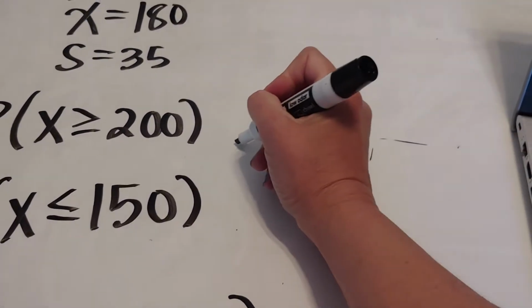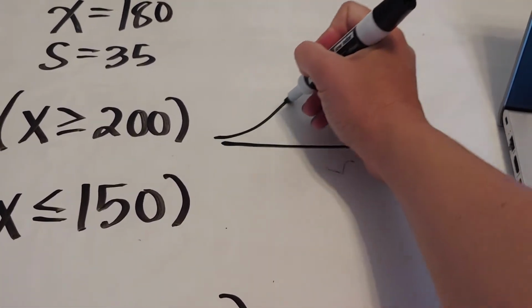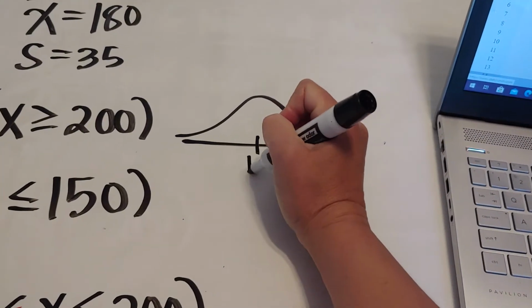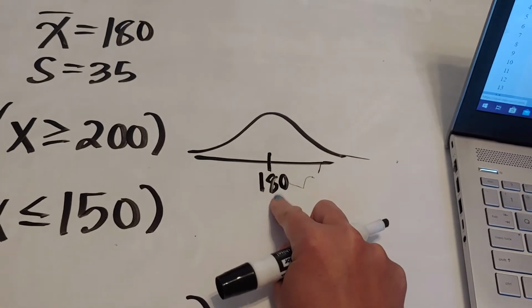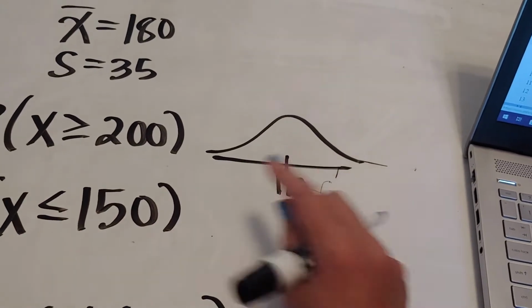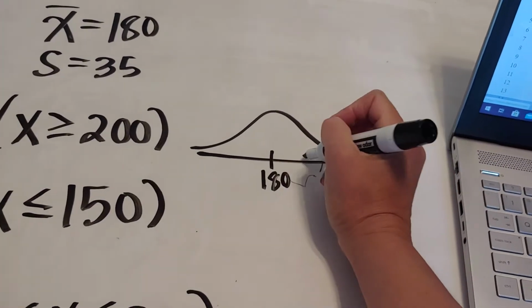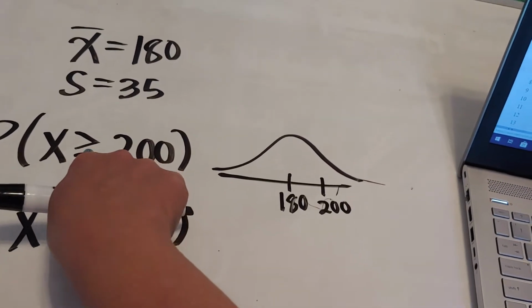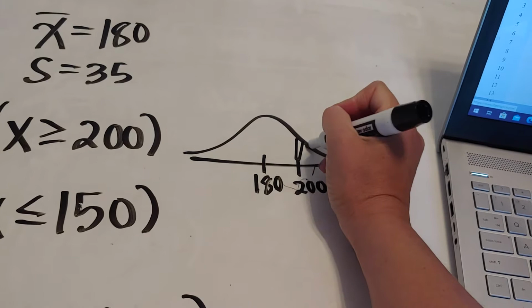So when I draw my picture, it's pretty simple. We're just going to draw our little curve. We're going to put our mean in the middle. And unlike with the empirical rule, we're not going to walk out 1 standard deviation and 2 standard deviations. I'm just going to walk to 200. We're just going to eyeball it. And greater than 200 means that I want to shade this way.